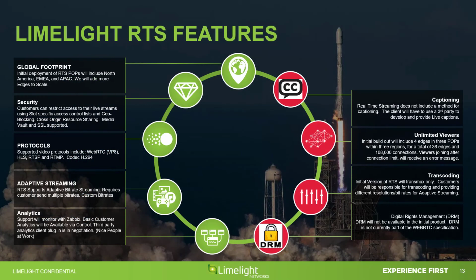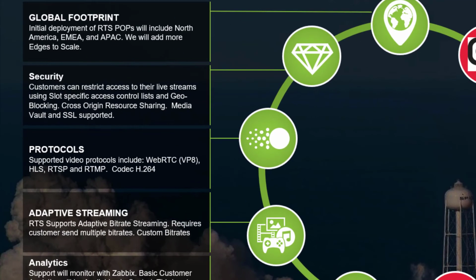Now let's talk about Limelight RTS features. Here on the left, we have our global footprint with initial deployment of RTS POPs, including North America, EMEA, and APAC. We'll be able to add more edge servers to scale as needed. For security, customers can restrict access to their live streams using slot-specific access control list, geo-blocking. They can also use CORS, or cross-origin resource sharing, to make sure their traffic is coming from approved domains. Also, MediaVault and SSL are supported.